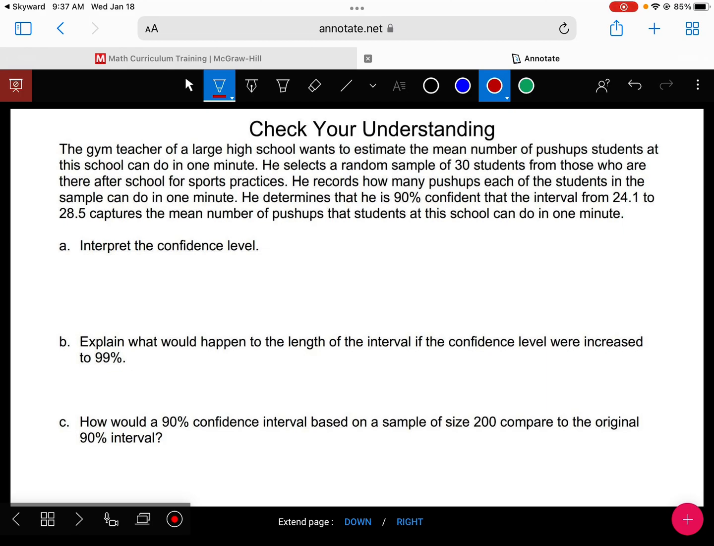How would a 90% confidence interval based on a sample size of 200 compare to the original confidence interval? Would it be less than the original? Yes. Margin of error is going to decrease. It's going to get narrower. Absolutely.